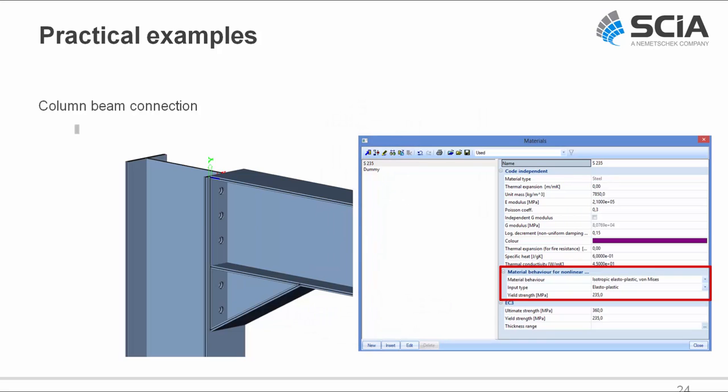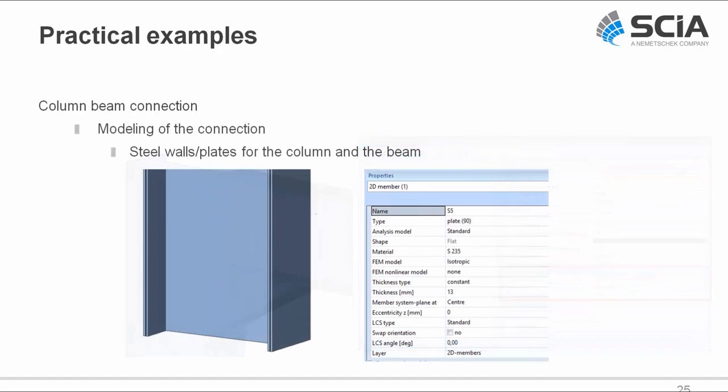The last example of this webinar is again a steel connection. And of course we used our nonlinear behavior for the material: isotropic elasto-plastic von Mises with a limiting yield strength of 235. Let's now first have a look at how you can model this type of bolted column beam connection in SCIA Engineer using 2D finite elements.